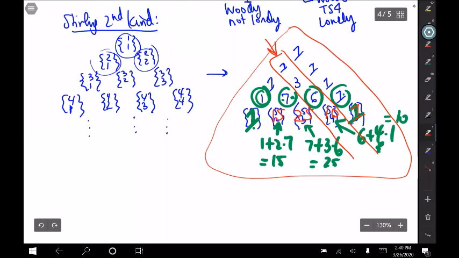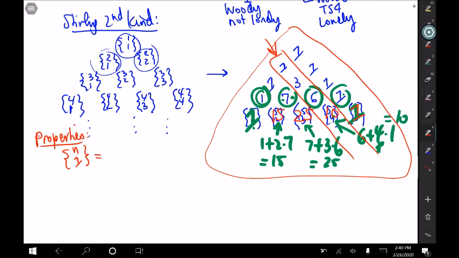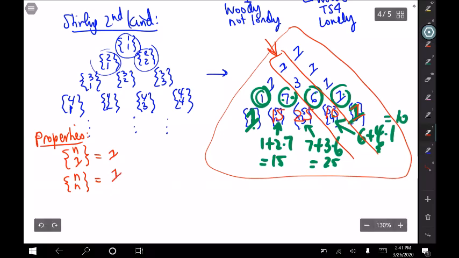Okay, if you guys are ready, let's do a couple of things. For instance, if I were to ask you, what is n choose 1? We will check properties. N objects, 1 box, 1 way. That's good. Regardless of whatever n is, that's always 1. And n choose n? N objects, n boxes. That's 1 as well.